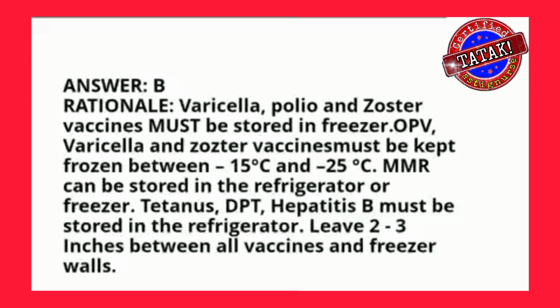So, yung MMR, pwede siya sa ating freezer, pwede rin po siya sa body of refrigerator. While your tetanus, DPT, hepatitis B, BCG, yan po ay nakalagay dapat sa body of the refrigerator. And take note, kapag ilalagay natin yung mga vaccines na yan sa loob ng ating freezer, it must be left with 2 to 3 inches between the vaccines and the freezer wall para ma-avoid po natin yung extreme freezing.